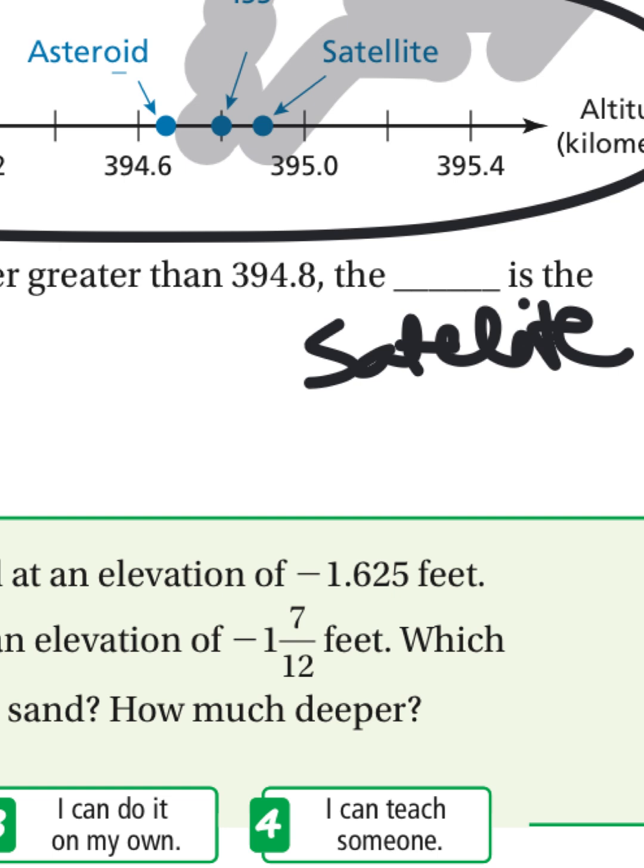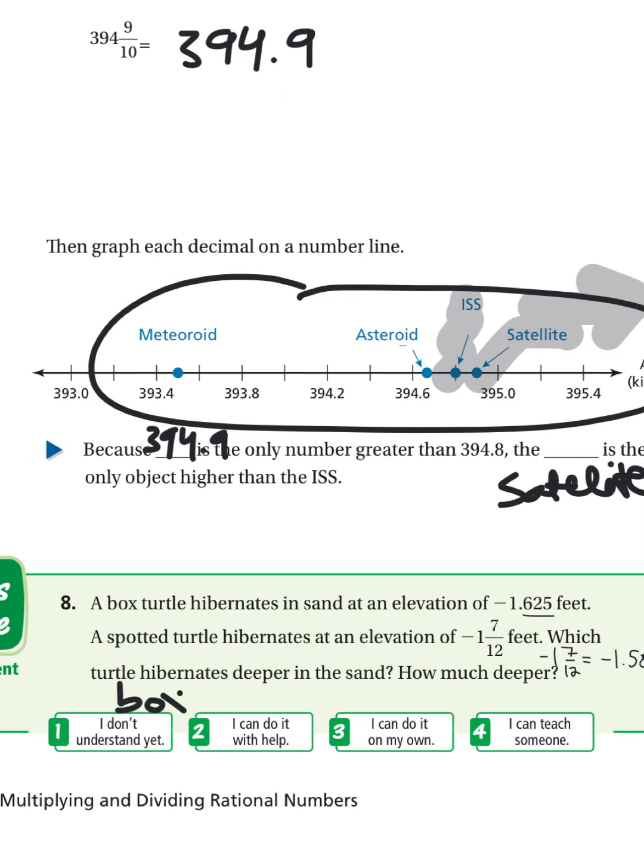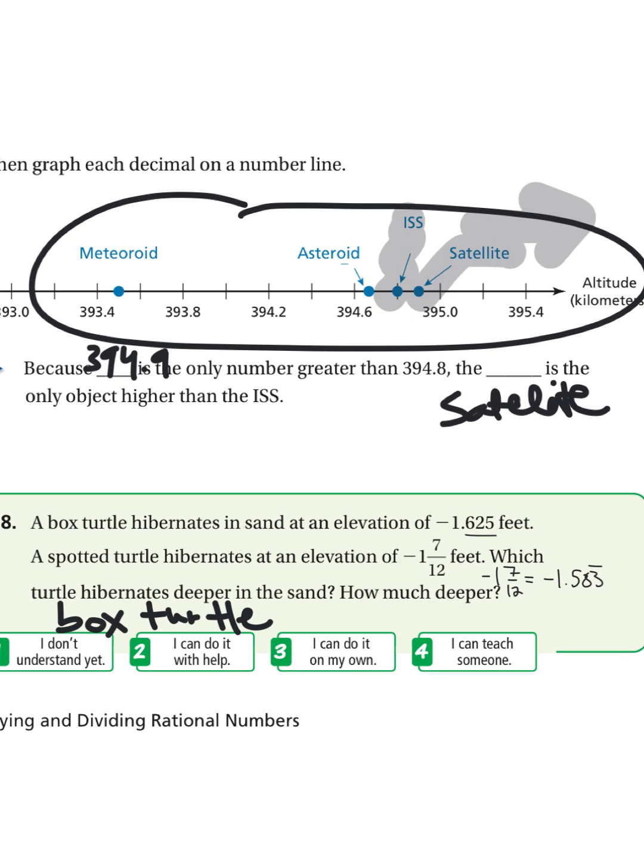So 7/12 is 0.583 repeating. So I'm going to write negative 1 7/12 equals negative 1.583 repeating. If both of these have 3 digits, that means I can just compare 625 to 583. So 625 is more negative, meaning it is deeper. So the answer is that the box turtle hibernates deeper in the sand because negative 1.625 is less than, it's more negative than negative 1.583.